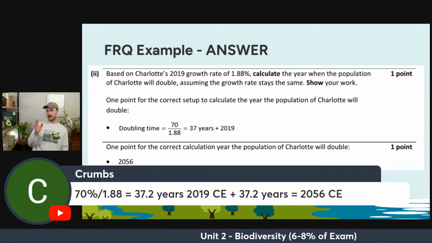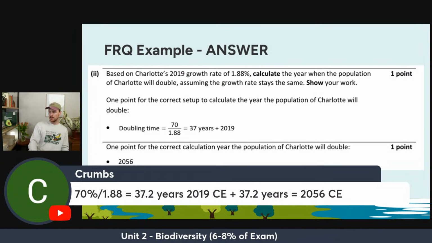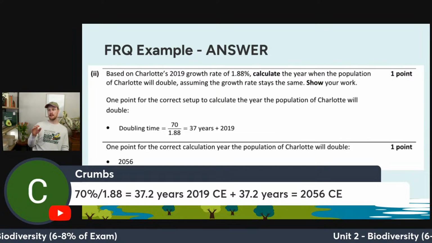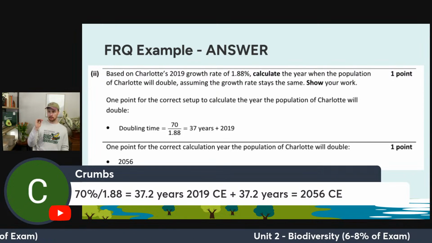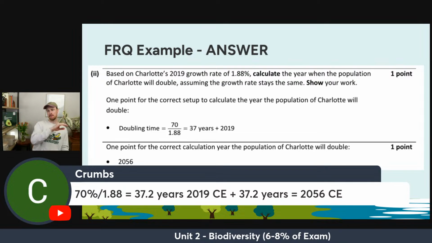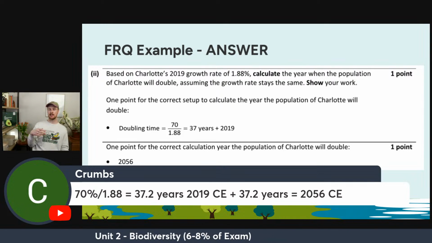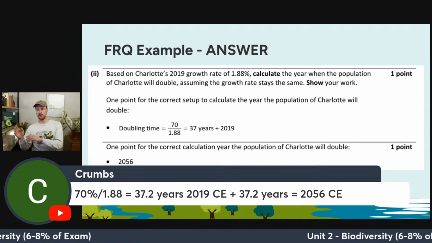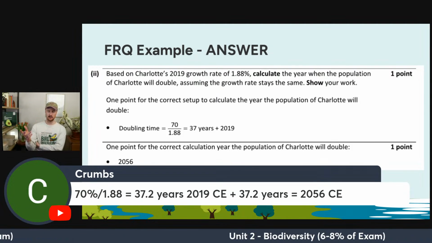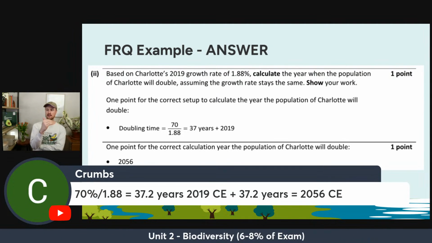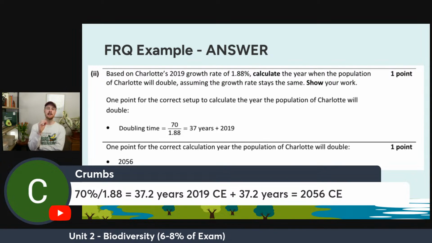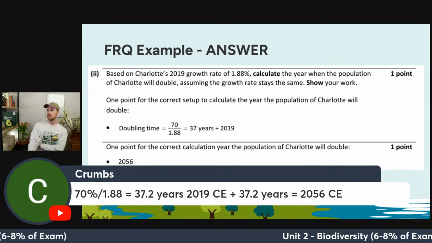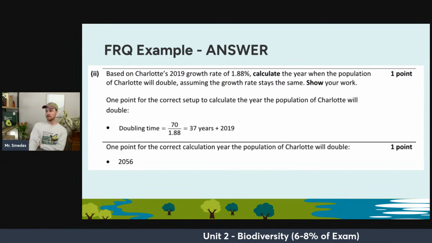Again, the reason I want to highlight this is the APES exam questions will often require you to read carefully. Students might breeze through this and just get the answer of 37 years and call it good. But you want to make sure you get to the correct solution, which is adding 37 years to 2019. So read these questions slowly. I can't say that enough. Read the questions slowly. Great work, Crumbs.